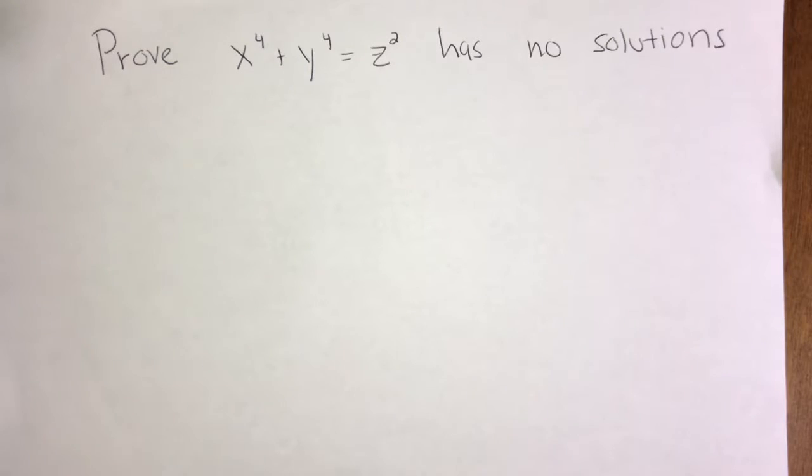Good afternoon. Today I'm going to be proving the following Diophantine equation for my number theory class. I'm going to prove that x to the fourth plus y to the fourth is equal to z to the second has no solutions. Okay, and we're going to start.